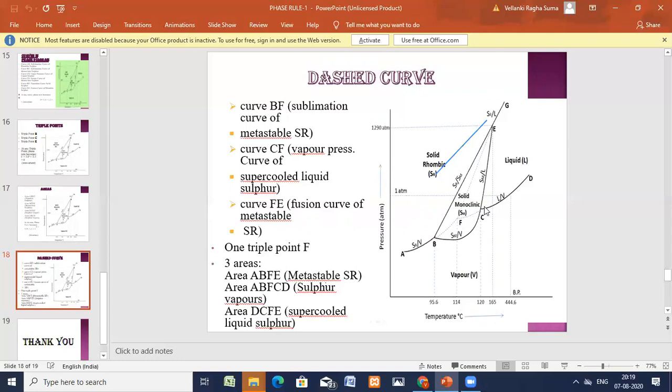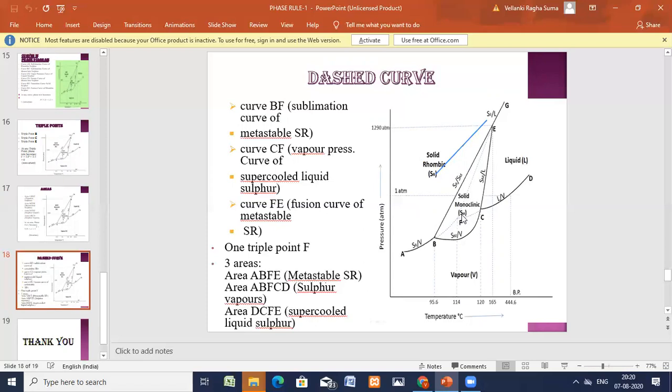On extending this CD curve, you are getting CF. This is the supercooled liquid of the sulfur. It is not in the solid state. It is a supercooled liquid. The vapor pressure of this supercooled liquid of sulfur is very high compared to the solid sulfur.